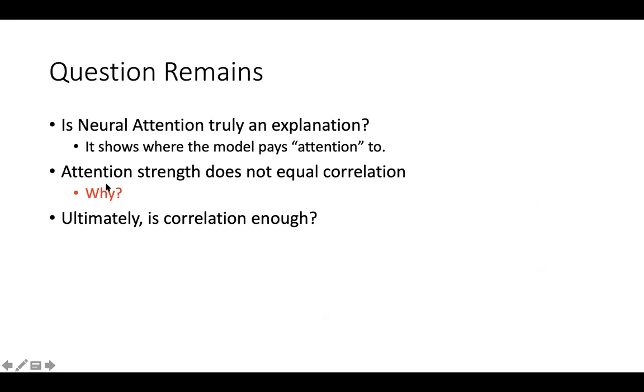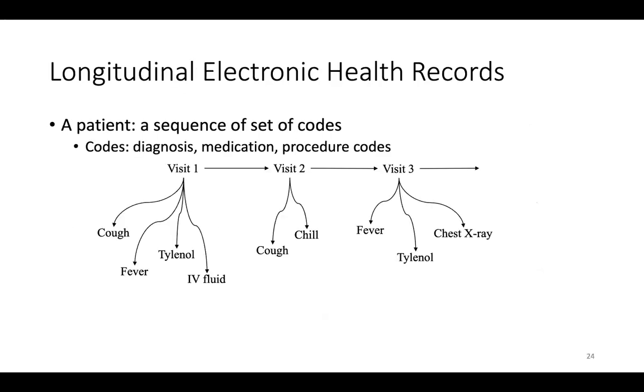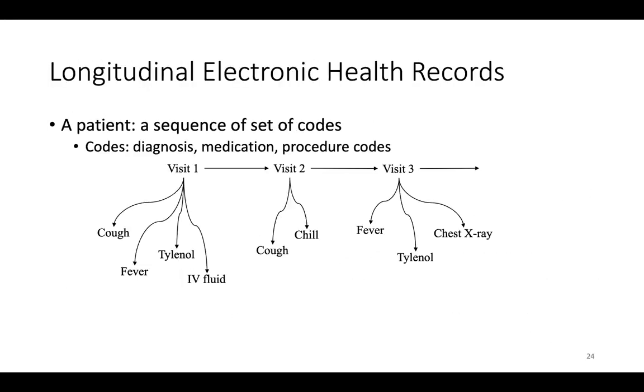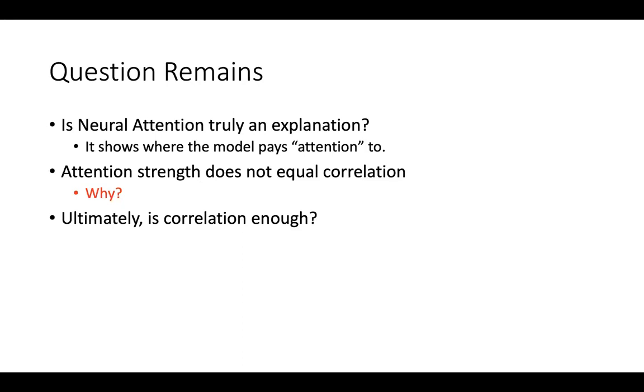And again, ultimately, even if you can make your attention kind of like a correlation weight, after this we're going to study RETAIN, which is the model that we're going to talk about. This actually makes the model a bit different so that the attention strength exactly equals correlation. So that is the contribution of the model. But ultimately, is correlation enough? Even if you modify your model so that your attention strength equals correlation, does that mean your model is completely interpretable?